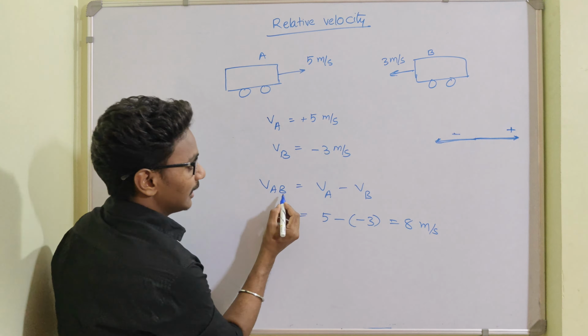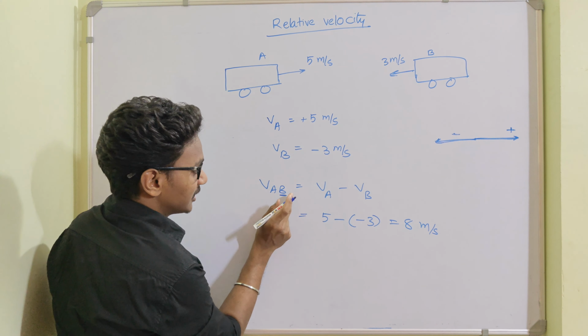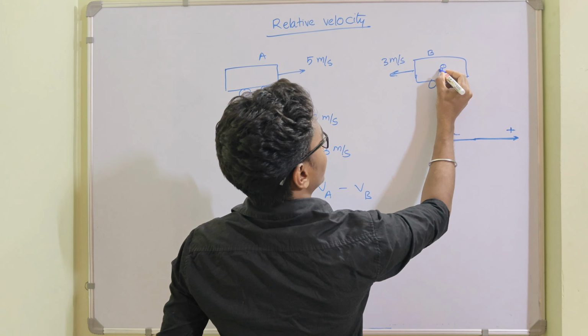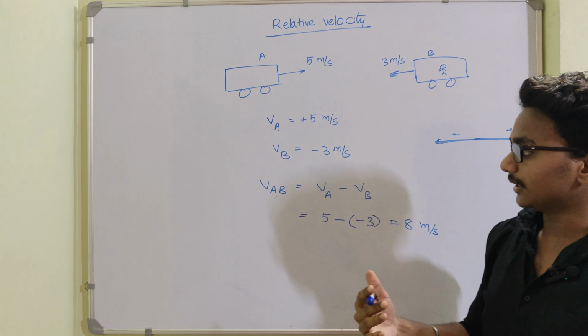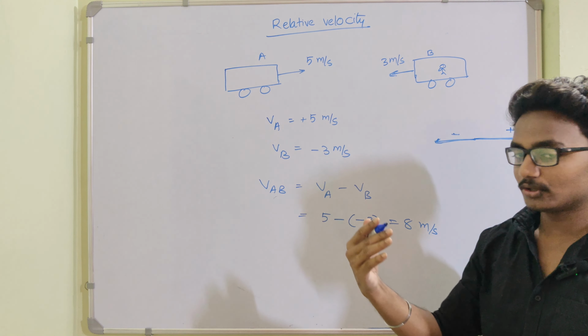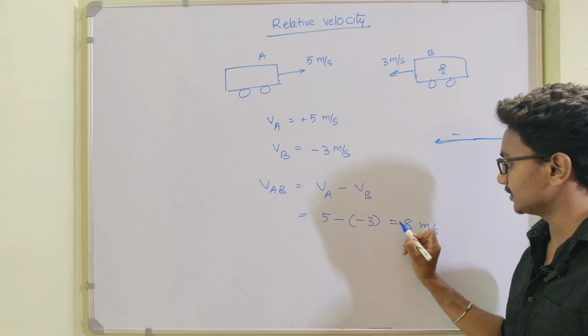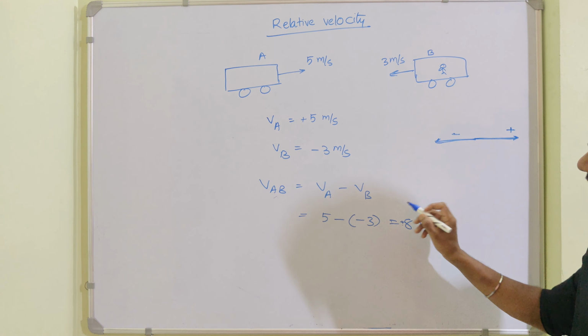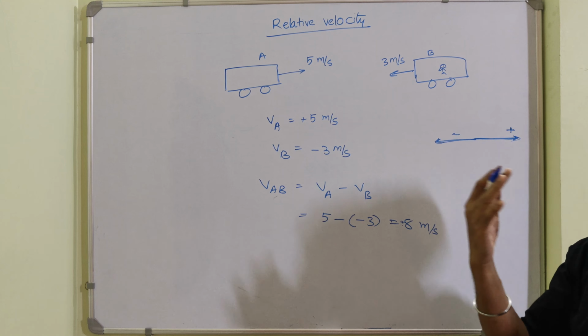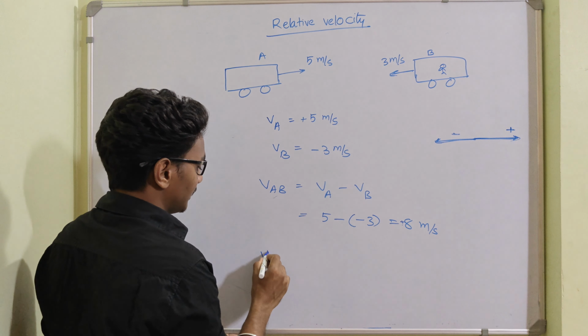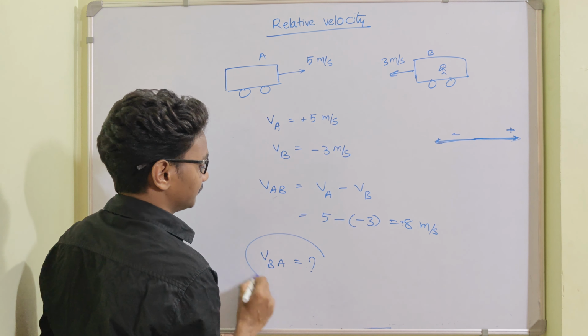What does it mean? The second letter represents from where you are observing. You are observing from B. If you observe from B, you feel like A is coming towards you with 8 meter per second. This is positive 8. This positive symbol represents A is moving in this direction. Similarly, calculate VBA and find it.